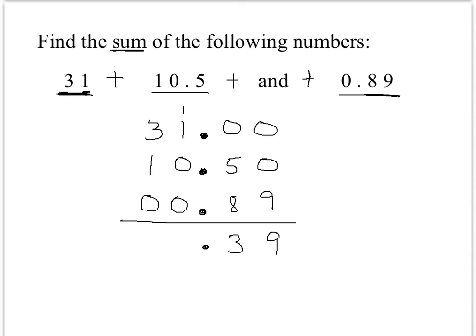And I add my ones column. 1 plus 1 is 2. I got 2 ones. And now I add my tens column. 3 plus 1 is 4. So the sum of those three numbers is 42.39.